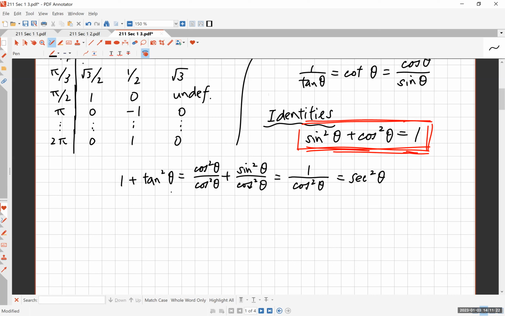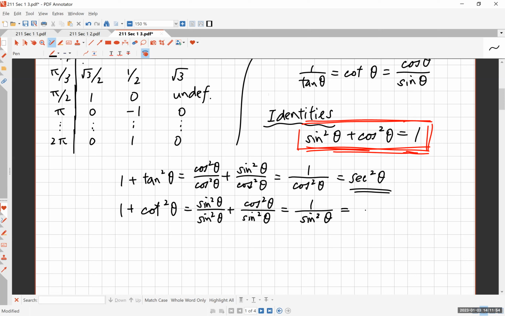So the identity 1 plus tangent square is equal to secant square can easily be obtained even if you forget what that is. Similarly, you have 1 plus cotangent square. This time, you would have to write this as cosine square over sine square, because that's what cotangent square is. And 1 can be written with the same denominator, sine square over sine square. The top is 1, the bottom is sine squared. And so this will be cosecant squared. Okay, so these are the top 3 identities you probably should remember.